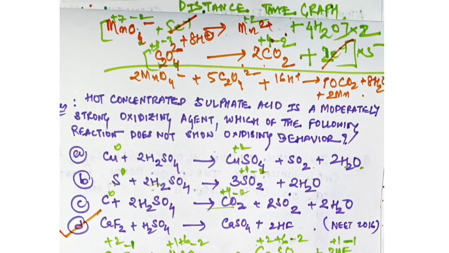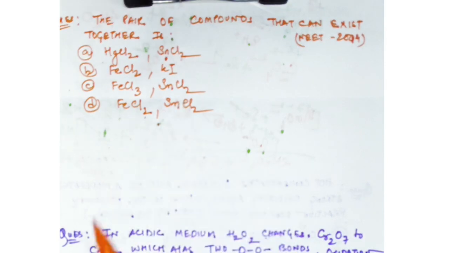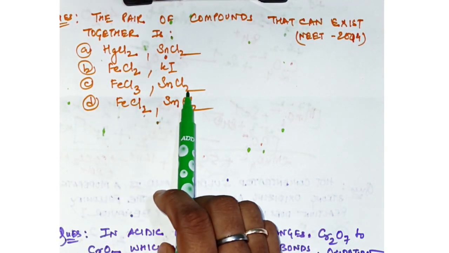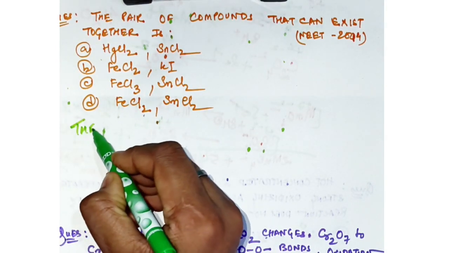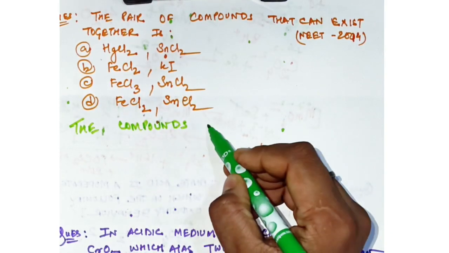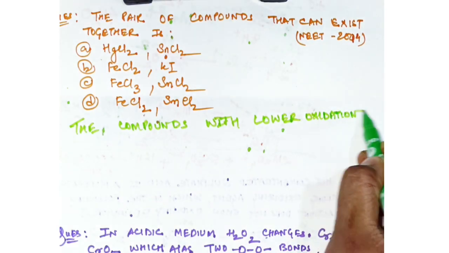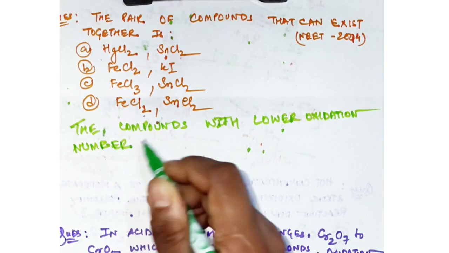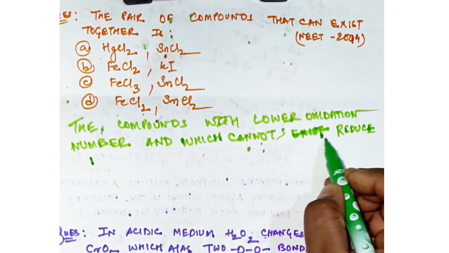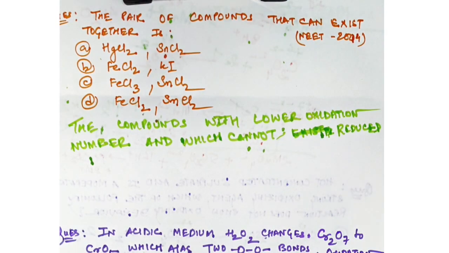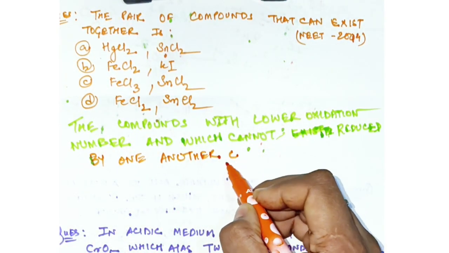Okay, so let's go to the other question. Now, the pair of compounds that can exist together. See here, which compound can exist together? That means FeCl3, SnCl2, they will be remaining different in the same solution. Okay, so we know the compounds with lower oxidation number and which cannot be reduced by one another can exist together.